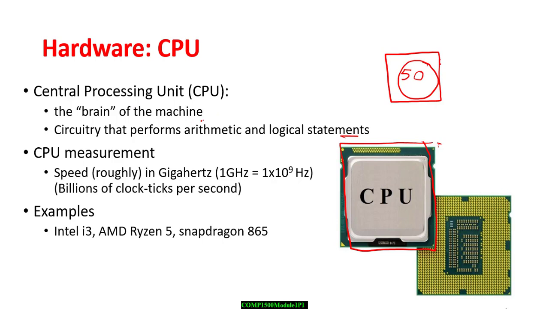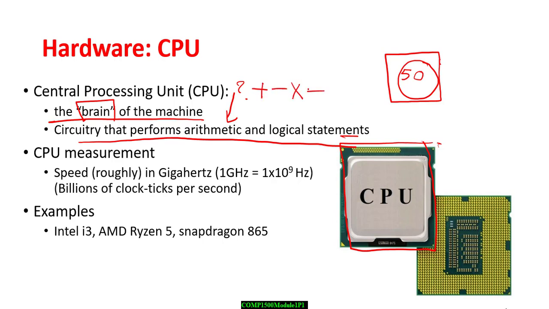So the CPU is called the brain of the machine. The brain of the machine. It will do everything. Now, the circuitry performs arithmetic and logic operations. What do we mean by arithmetic? What is arithmetic operations? Anyone knows? Arithmetic operations are addition, subtraction, multiplication, and division.